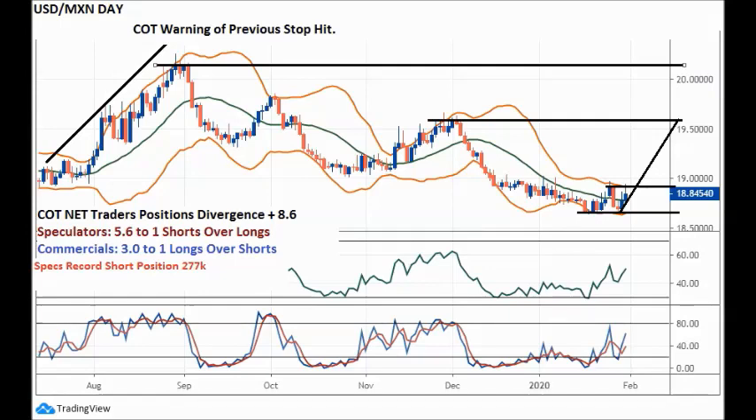So I think all three pairs, good COT net trader setups. First two working quite nicely. And I think this one could be a really, really good one. We'll have to see next week, but looks good to us.